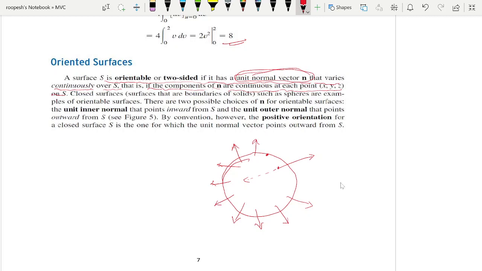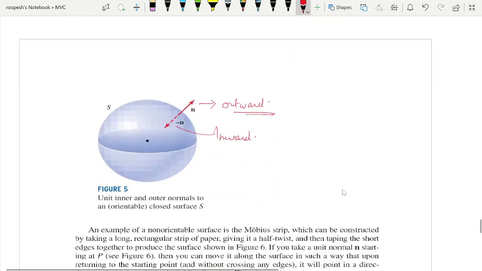Now there is the unit inner normal that points inwards from S and the unit outer normal that points outwards from S. By convention, the positive orientation for a closed surface S is the one for which the unit normal vector points outward from S. That means this is called the positive orientation, and this one is called the negative orientation.